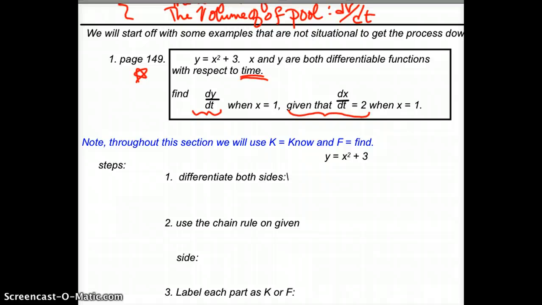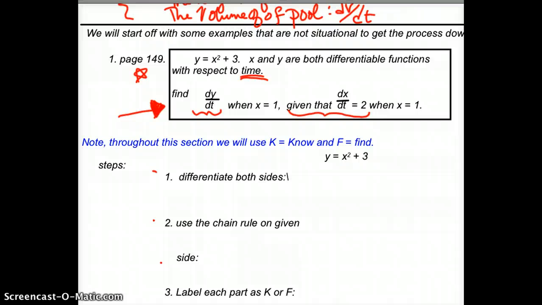You say, what's going on here? This is really hard to understand in a non-real world context. Again, they start you off with these so you can get the process down. The word problems actually, I think, are easier to understand. But just so we can get the process down, we're going to start with this one. So throughout this section, we're going to use K for what we know and F for what we need to find.